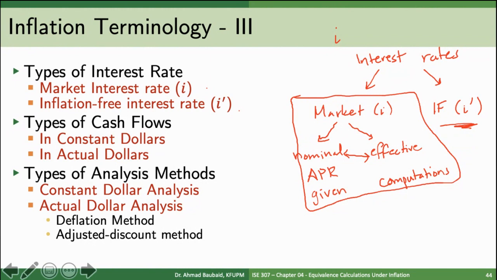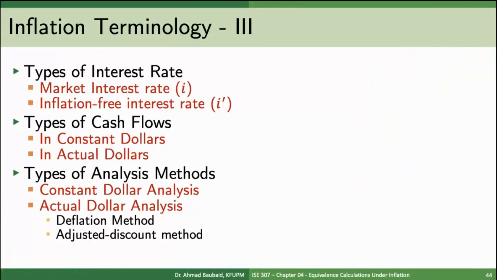Okay, and also we said that you can be given 2 types of cash flows, right? They can be constant dollar cash flows and they can be actual dollar cash flows. And based on the cash flow that we're given, we want to do some analysis. And so they conveniently call them either constant dollar analysis or actual dollar analysis. And in fact, in actual dollar analysis, we'll see that we have 2 different approaches for doing our equivalence calculations. All right, and so we'll go into each of these in detail, but this is just showing you the outline of what we're going to cover for the remainder of this chapter.